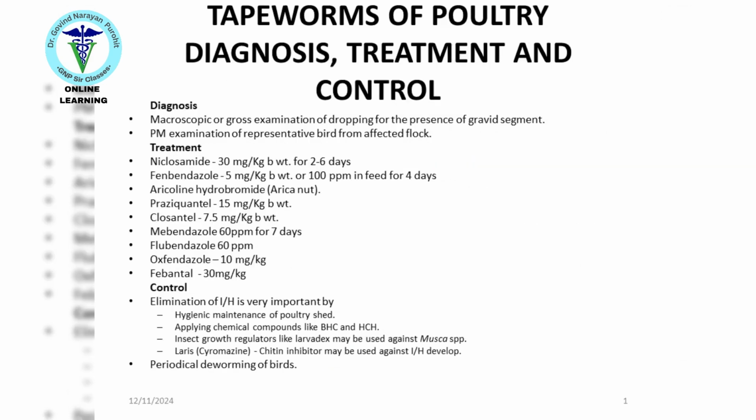Diagnosis of tapeworm infections involves examining droppings for gravid segments and postmortem examination of the intestines. Treatment options include various anthelmintics such as niclosamide, praziquantel, and flubendazole. Control measures include maintaining hygiene and using insect growth regulators.